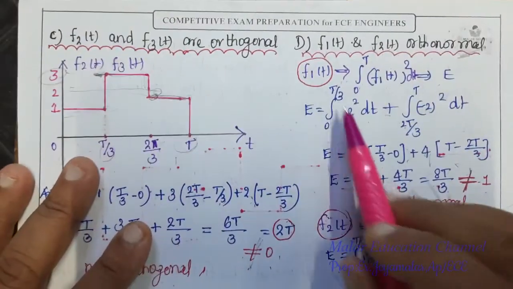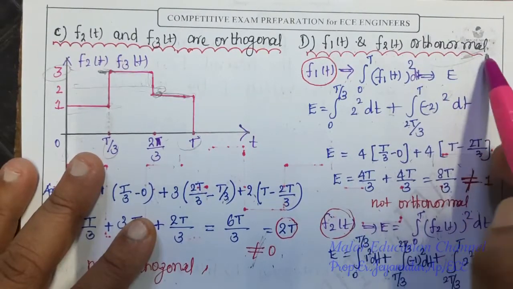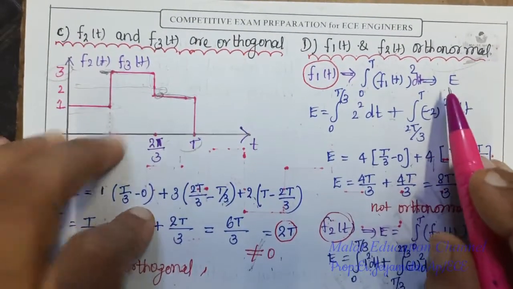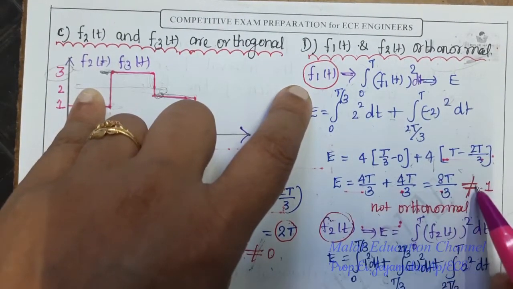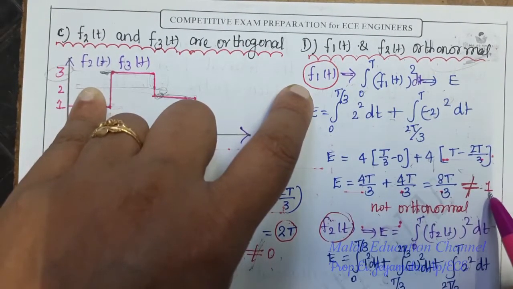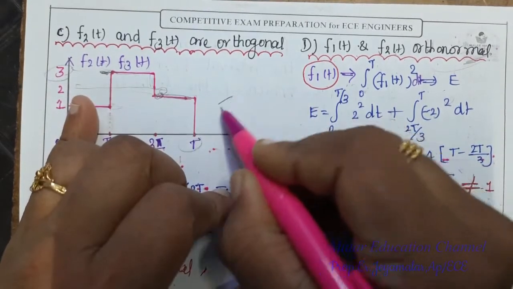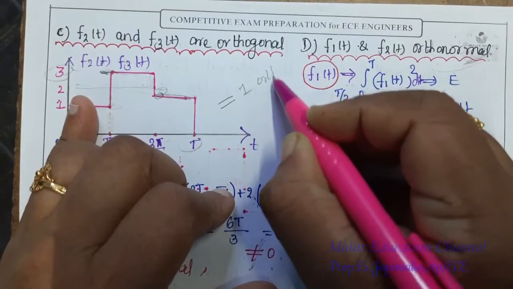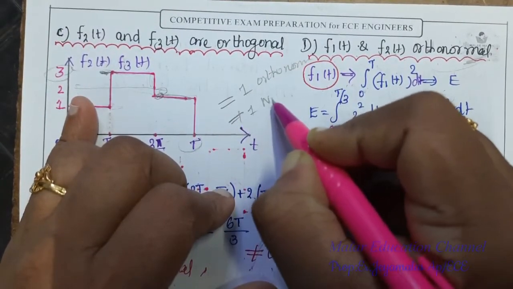And the final option, that is f1 of t and f2 of t are orthonormal. Let me check what is for orthonormal. See the formula for orthonormal. If equal to 1, that means it is orthonormal. Not equal to 1 means that it is not orthonormal.